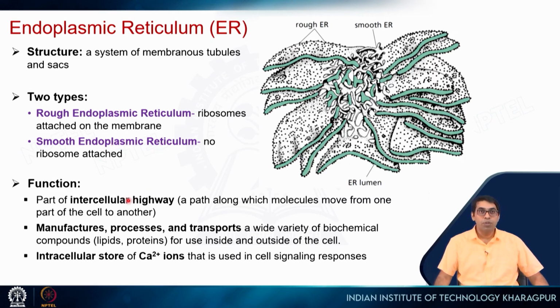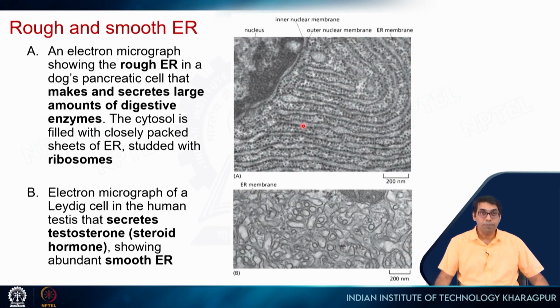Its function is, it is an intracellular highway. It forms a path along which molecules move from one part of the cell to another part. And since you have this ribosome attached, you can imagine that protein synthesis also occurs here. Again, these are the electron micrographs of the rough ER and the smooth ER.